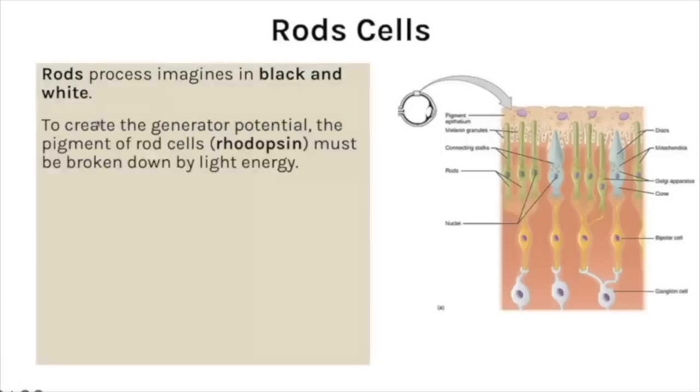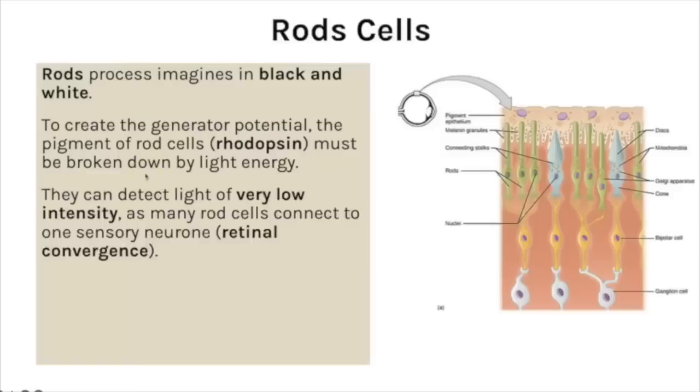Now, to create the generator potential, the pigment in the rod cells, which is rhodopsin, must be broken down by light energy. Now, they can detect light at very, very low intensities. And the reason for this is many rod cells connect to one sensory neuron, which we call retinal convergence.